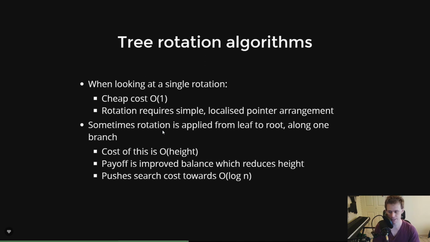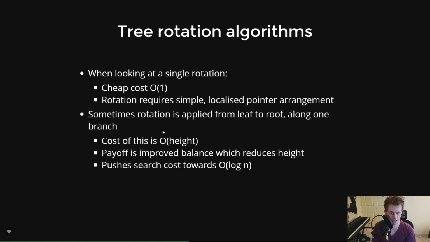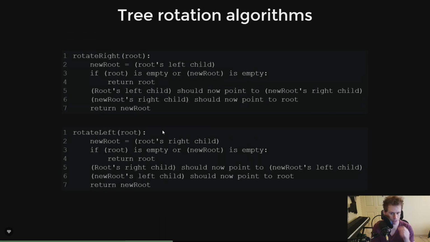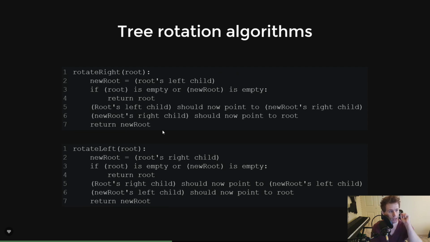So that's a rotation. Now, the cost of rotation is cheap. It's O(1). The reason it's cheap is because all the rotation requires is a simple localized pointer rearrangement. If you look at the pseudocode, there are no loops. Pretty much any time there are no loops or no recursion, it's always O(1). That's a very general rule, because if there are no loops and no recursion, the number of operations you do will not scale as the input size or the data structure size scales.